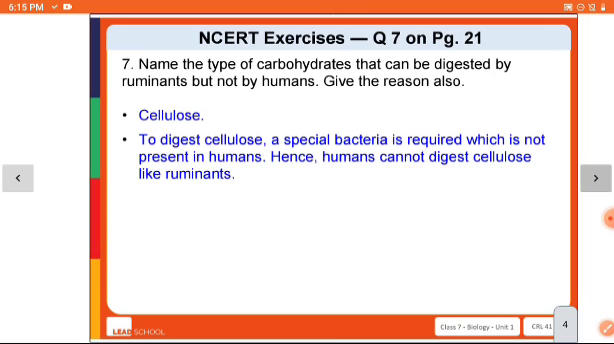Students, question number 7 is on your page number 21. Open your page number 21, the NCERT exercise question number 7. Name the type of carbohydrate that can be digested by ruminants but not by humans, and also give a reason. That is cellulose. Ruminants digest cellulose because a special bacteria is required, which is not present in humans. So humans cannot digest cellulose like ruminants.